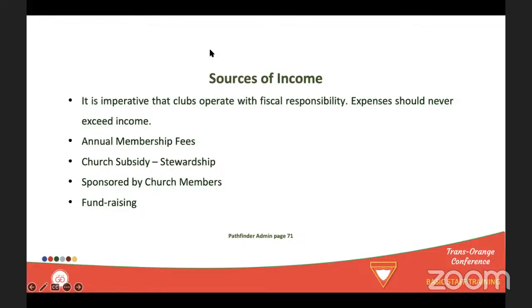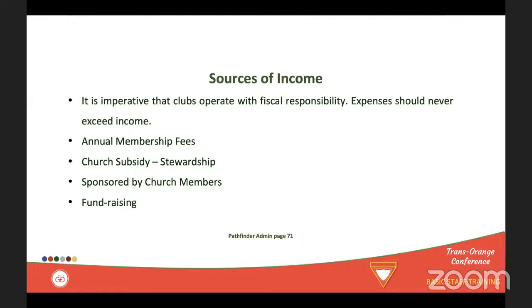Sources of income. It is imperative that clubs operate with fiscal responsibility. Expenses should never exceed income. And where can we get our monies or our funds as the pathfinders and adventurer clubs? Annual membership fees. At the beginning of the year, as children are registering into the club, you put a fee to the registration fee. Church subsidy.